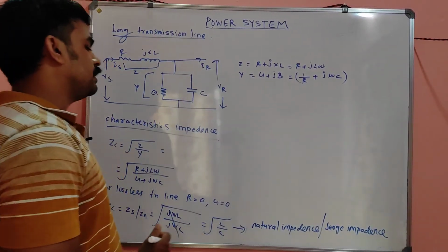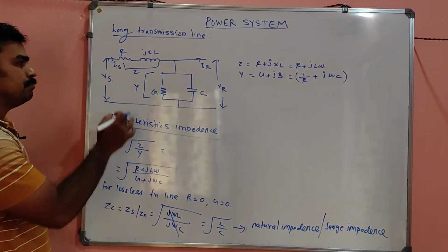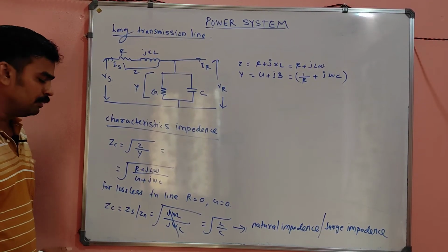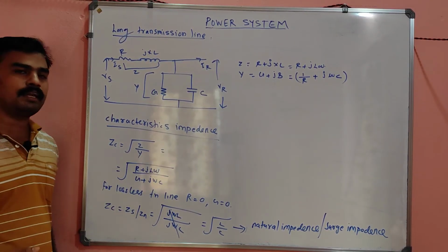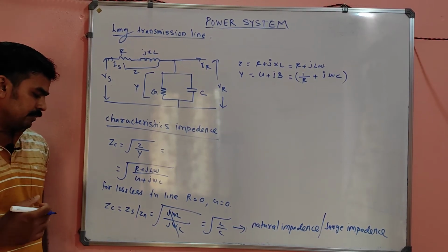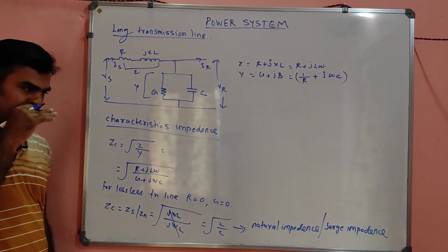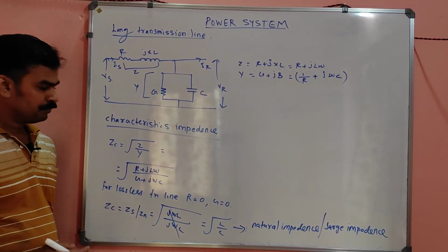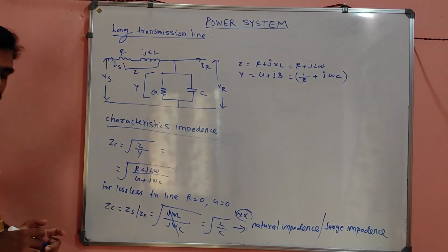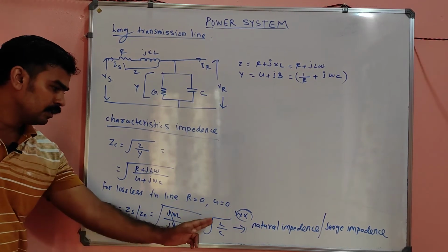So the characteristic impedance is nothing but root of Z by Y. Simply substitute the values of Z and Y there, and you will get some value. For a lossless transmission line, R will be equal to 0 and G will be equal to 0. By assuming that, ZC will be equal to ZS or Zn, both called surge impedance or natural impedance. This equation is triple star, my dear, very very important. Many question papers I have seen this.